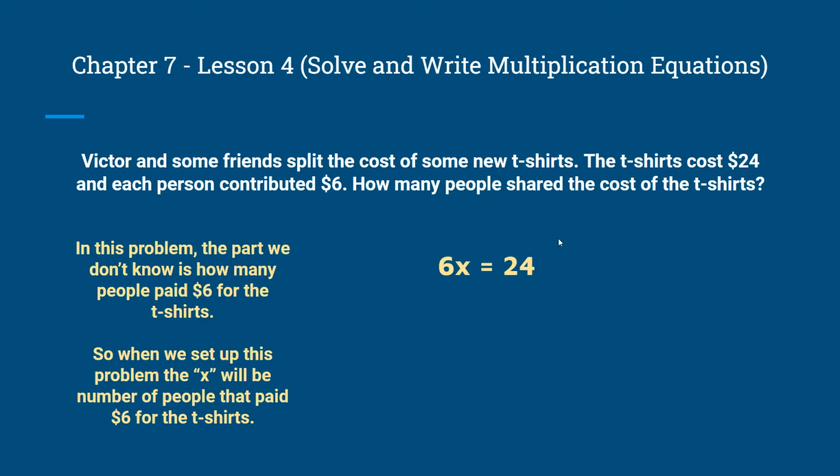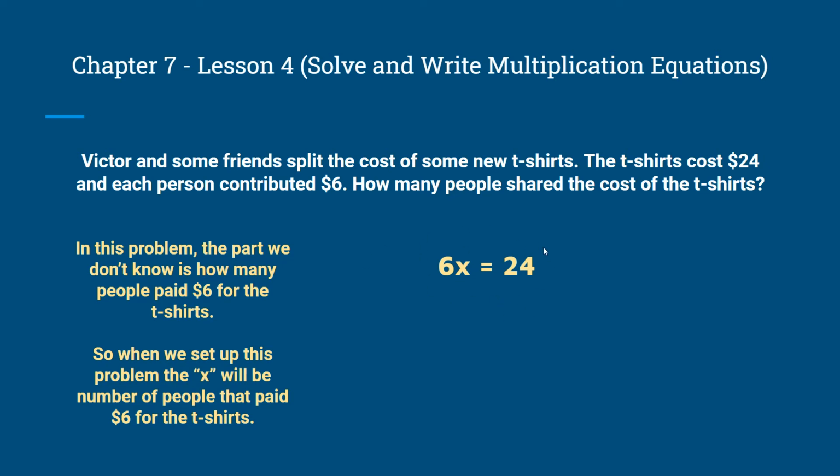Okay, so the problem we're going to set up here looks like this. 6x equals 24. The 6 represents the amount they all paid for the t-shirts. The x is how many people paid that $6, and the total is that 24. So once again, we have to try to solve for that variable. We've got to isolate the variable to get it all by itself.